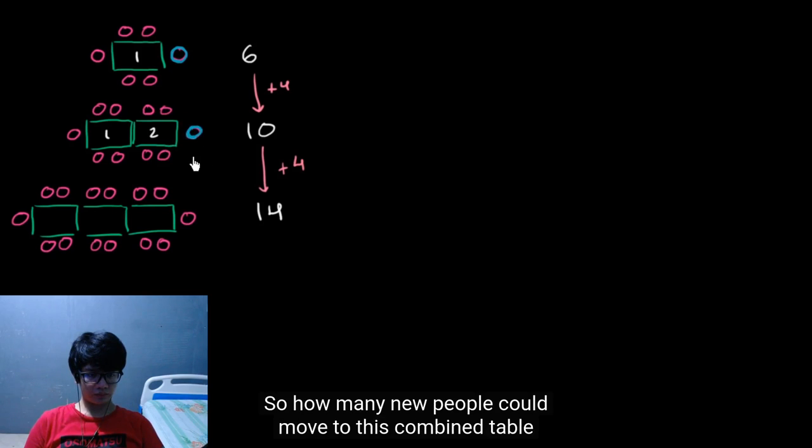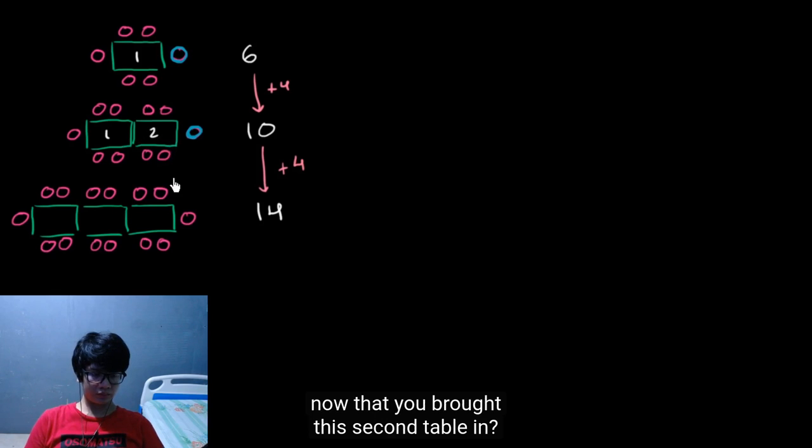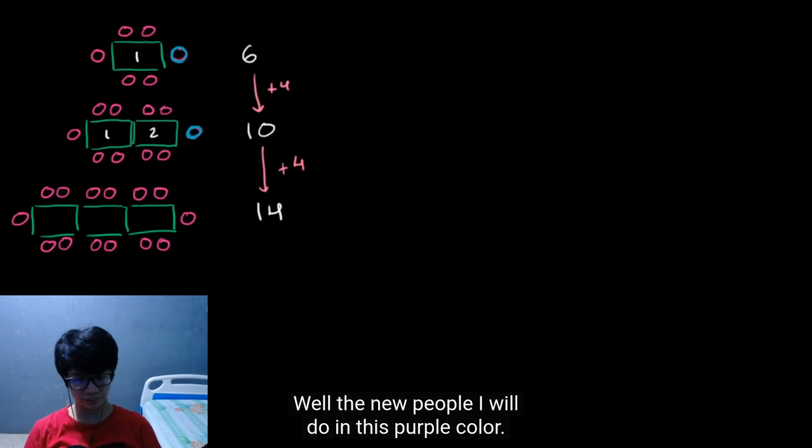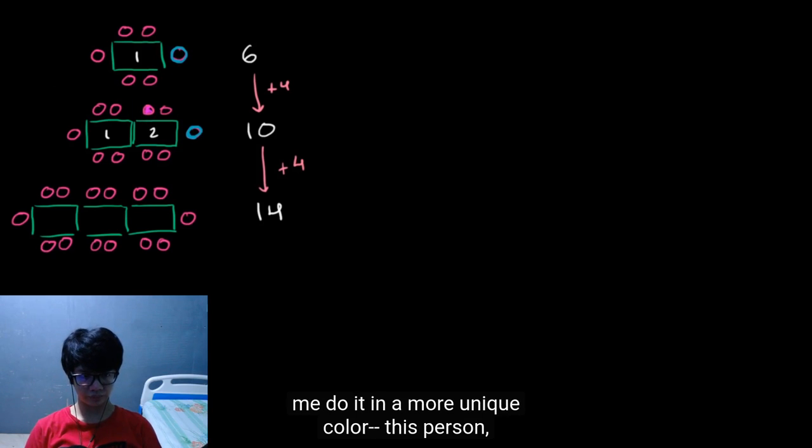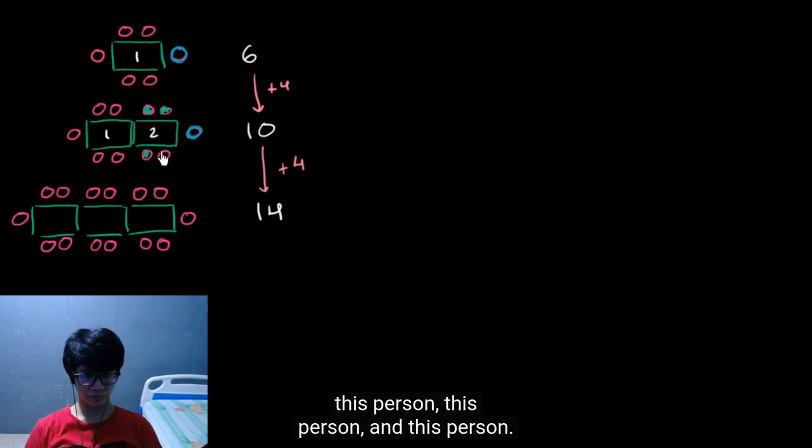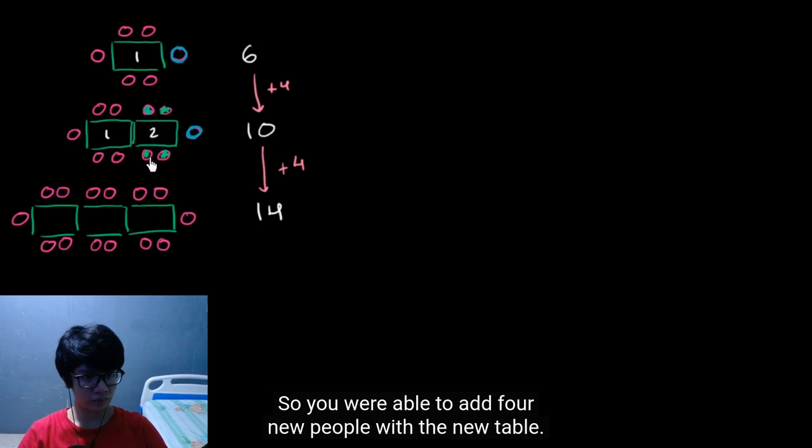So how many new people could move to this combined table now that you brought the second table in? Well, the new people, I will do in this purple color. The new people are that person. Let me do it in a more unique color. This person, this person, this person, and this person. So you were able to add four new people with a new table.